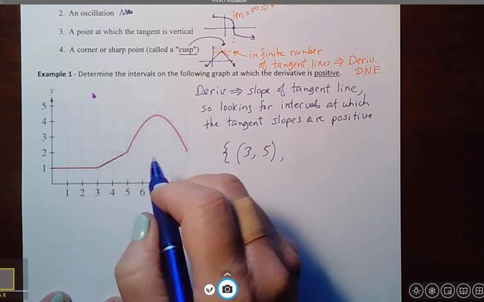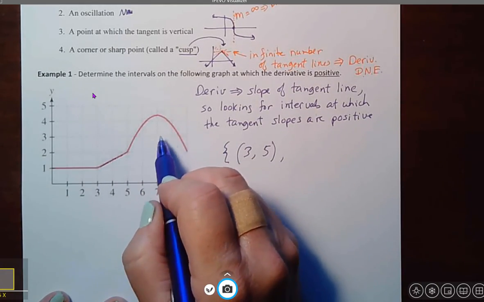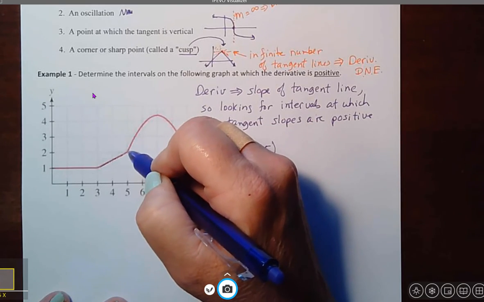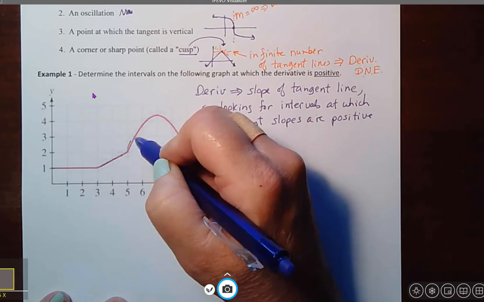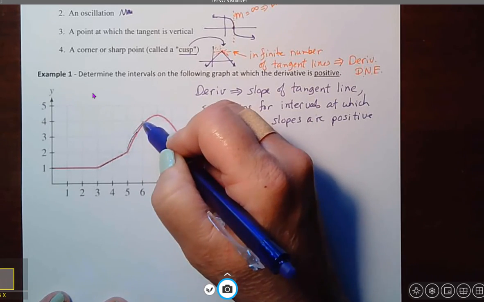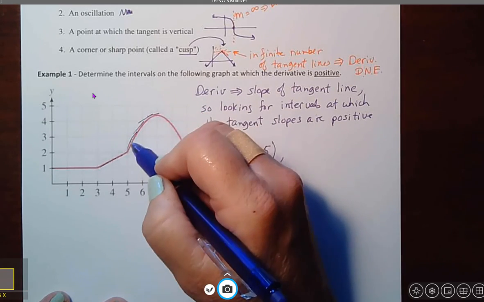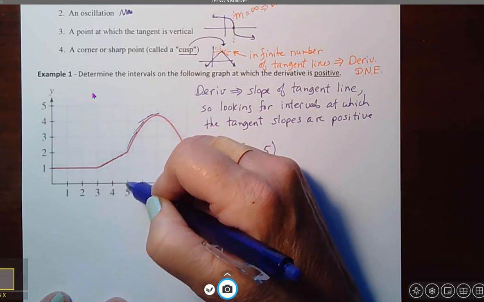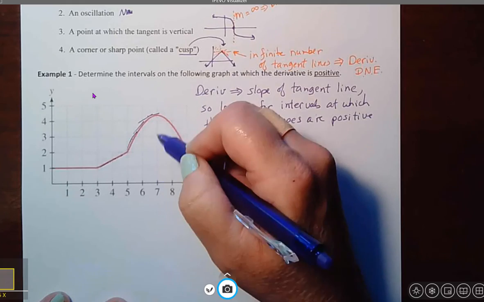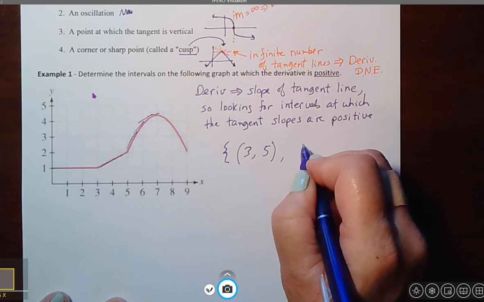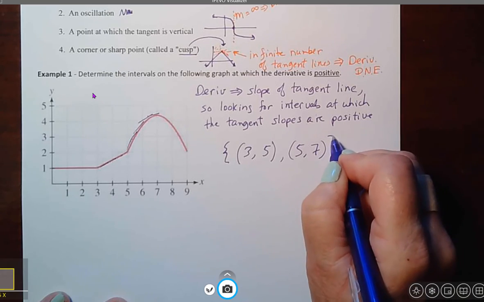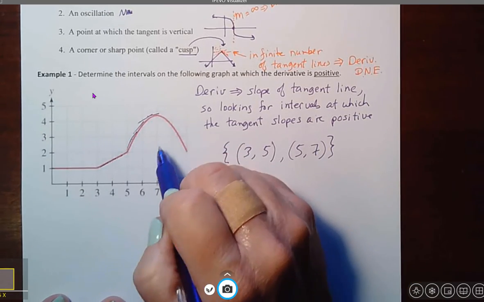Okay, so what else? Well, where else are the tangent slopes positive? Well, it picks up here. Now, we didn't include this point because that's a cusp, but these are all positive slopes. Okay, I can come down here like this, right? All the slopes here are positive values. So it's starting here at 5 and it's ending here at 7. Okay, so 5 to 7. And again, put parentheses.